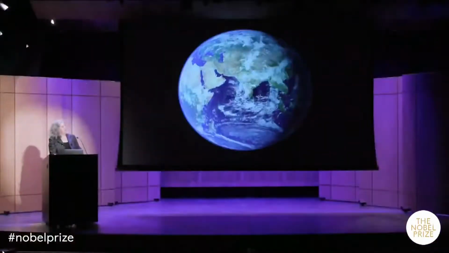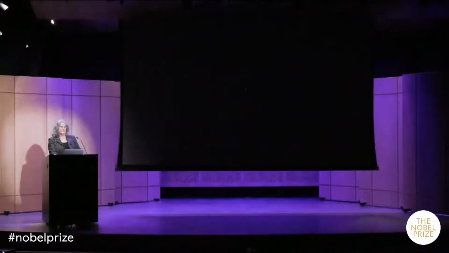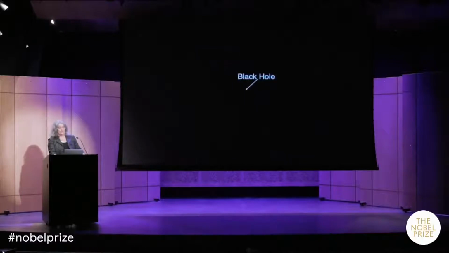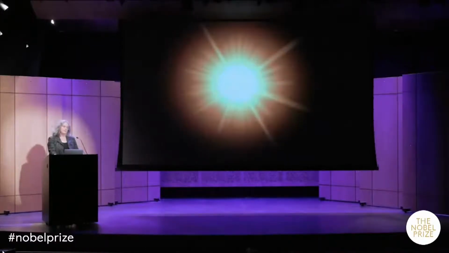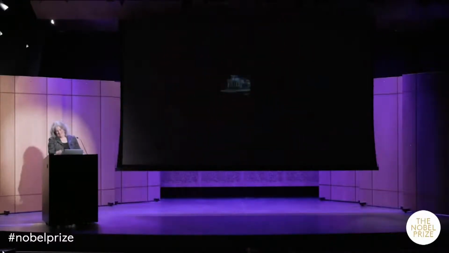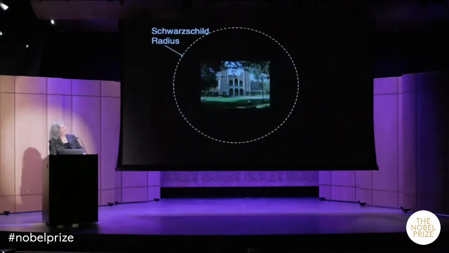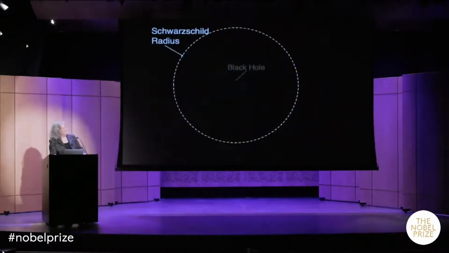So if we think about the Earth, and we could figure out how to squeeze it down to the size of a sugar cube, it would become a black hole. Now, fortunately, the Schwarzschild radius is actually quite simple to figure out. It just scales with mass. So if we were to look at a more massive object like the sun and scale it down to UCLA's campus, I couldn't help but put UCLA in there, it would become a black hole.